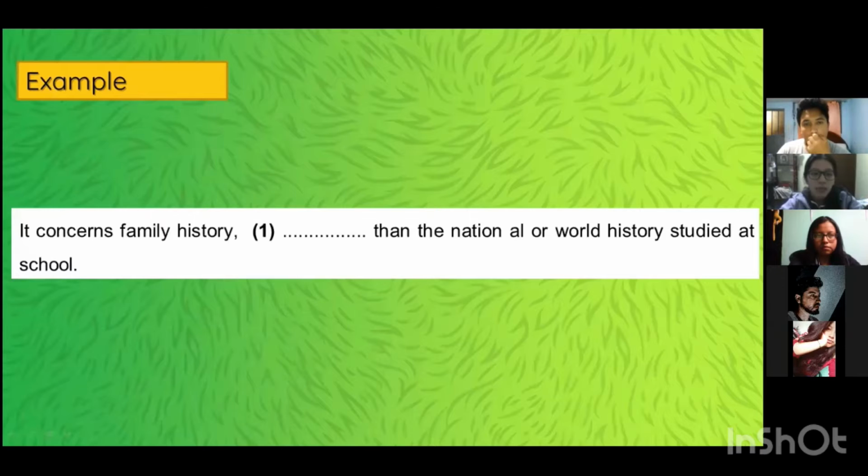As an example, we have: it concerns family history, then the nation, or world history studied at school. Some answers we have are instead, except, sooner, and rather. All of them are adverbs except the word except, which is a preposition, and we know that it is rather because we are going to talk about something that is instead of. Next, please.